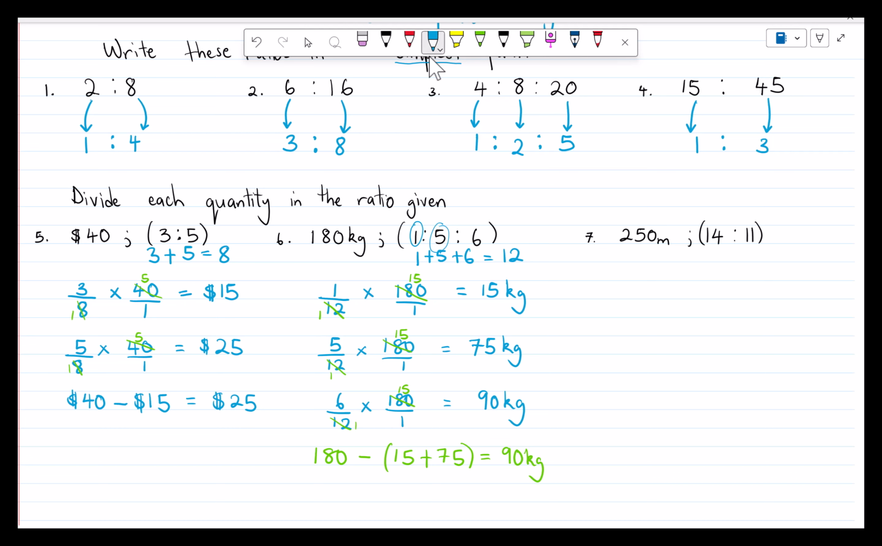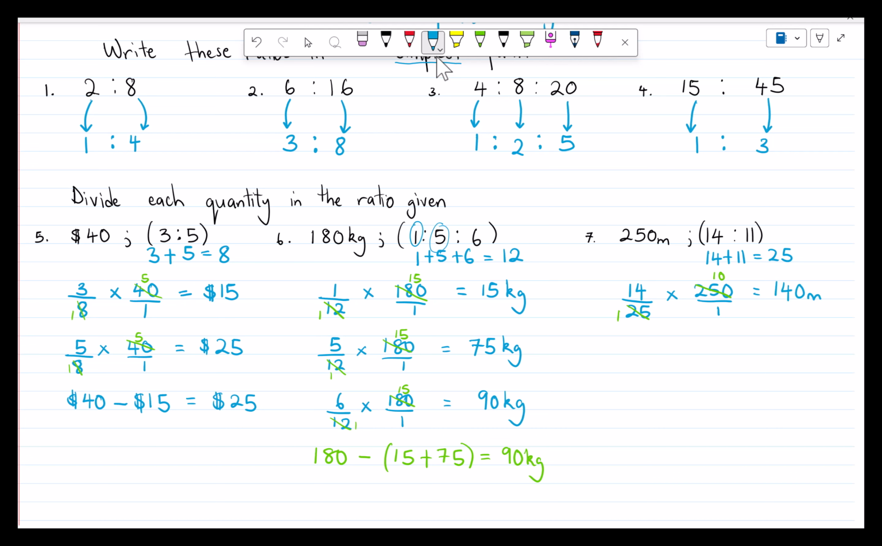And then moving on to number 7, we are dividing 250 meters in the ratio of 14:11. Again, the first thing, we add the ratios, that is 14 plus 11, which gives us a total of 25. Now for the first part, whereby you say 14 over the total ratio of 25 multiplying 250 over 1, and we say 25 into 25, that is 1. 25 into 250 and we get our answer as 10. Then we say 14 times 10 and we get 140 meters.